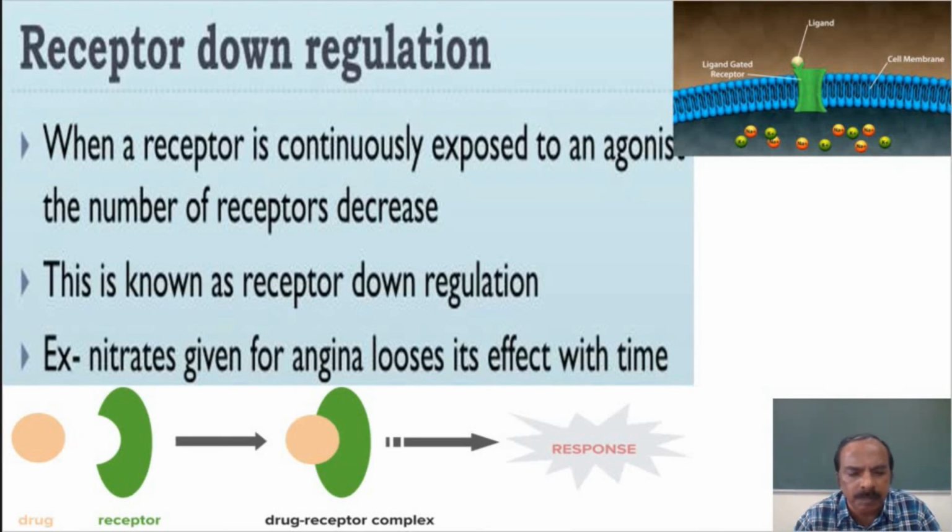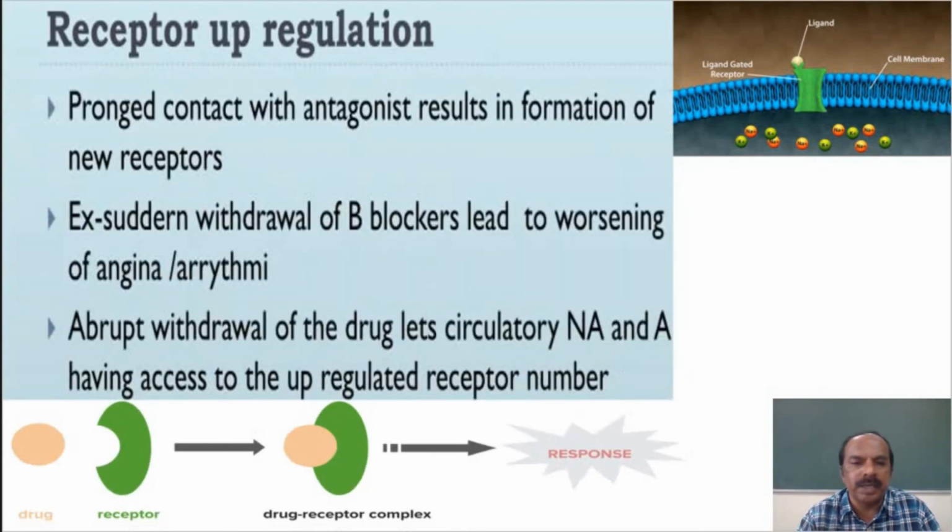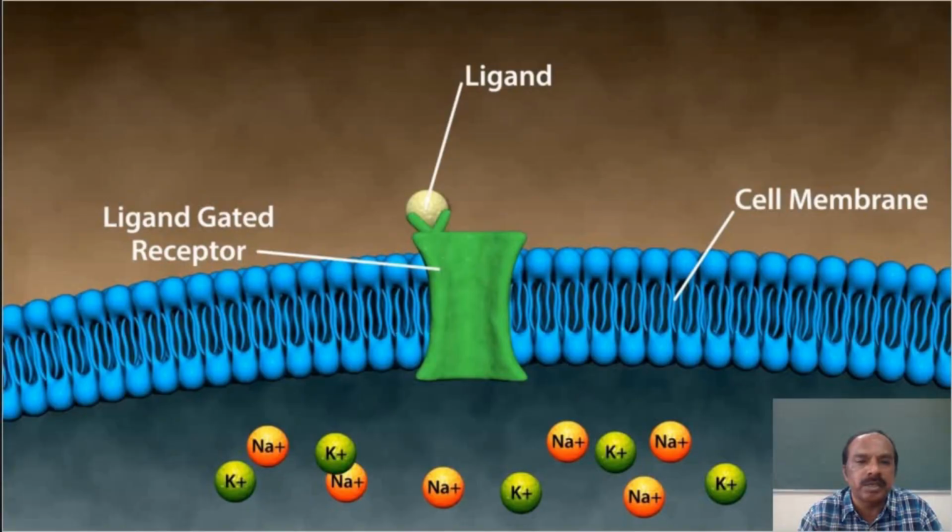So there is a drug, and the drug will bind to the drug receptor complex, and then the response, the mechanism of action of the drug, begins. There may be receptor upregulation, there may be receptor down regulation. There are two types of regulations as far as the mechanism of action of drugs is concerned.